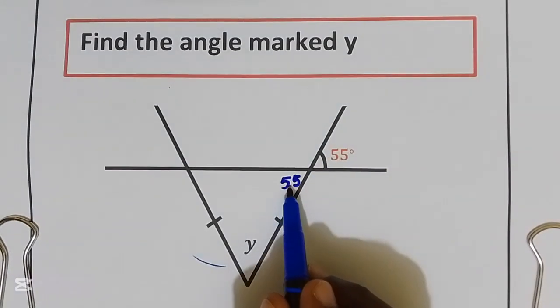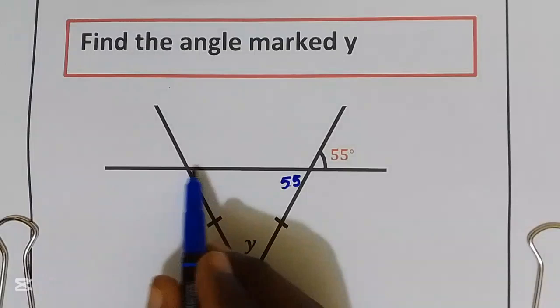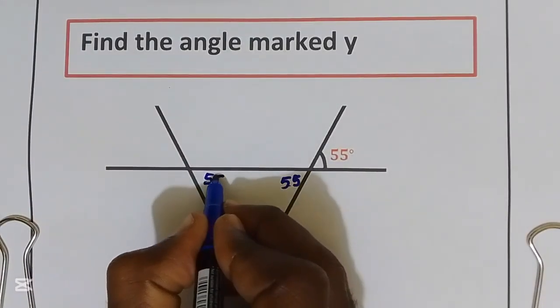Since this angle is 55, this angle also is going to be 55 because the base angles of an isosceles triangle are equal. Also, this angle is 55 degrees.